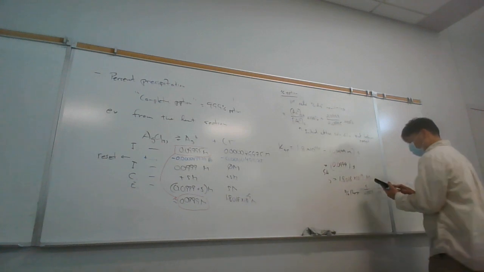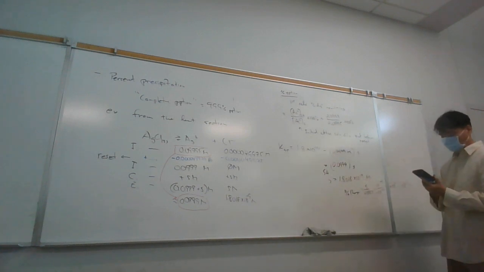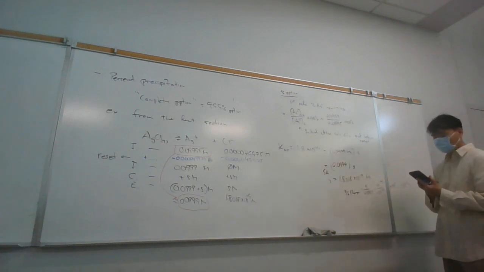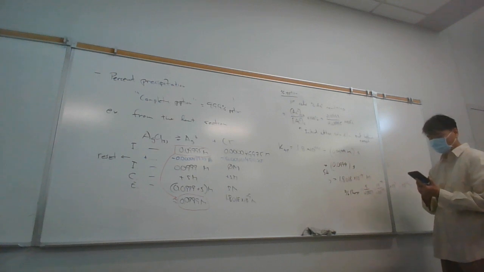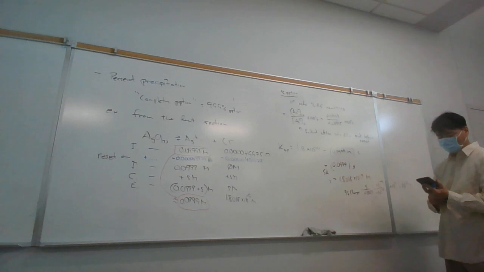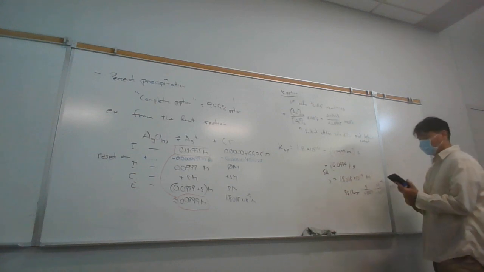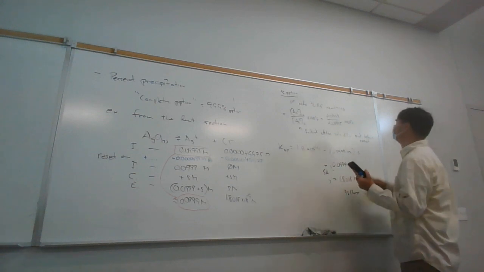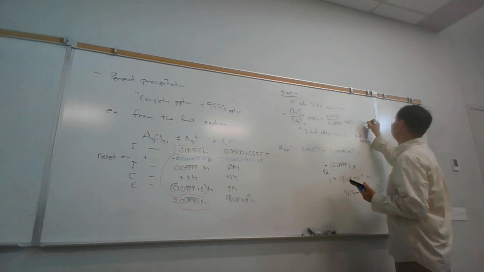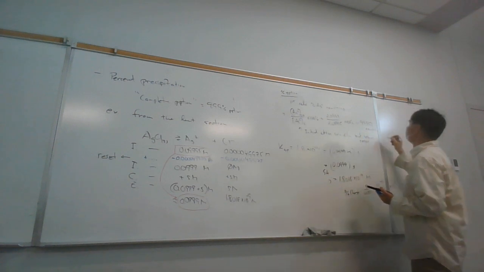So 0.0999 divided by 0.09995 times 100 is 99.95%. 99.95% remains in solution, unprecipitated.